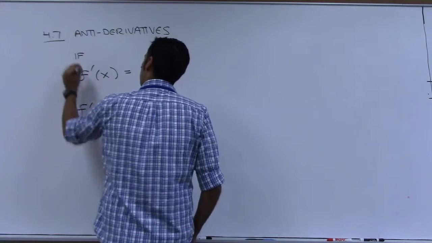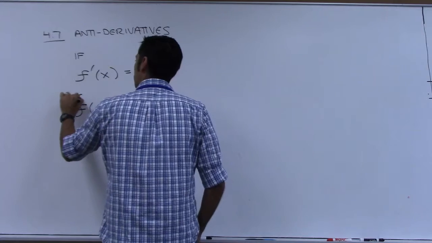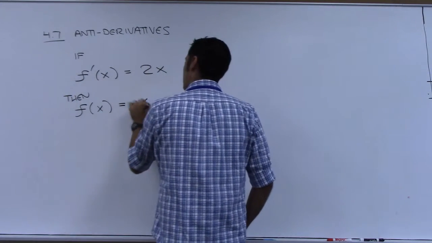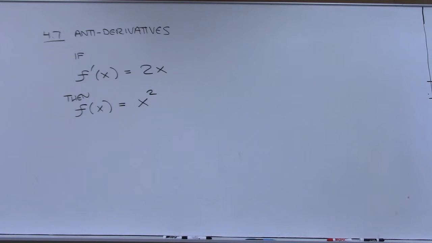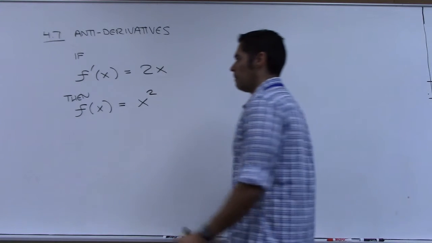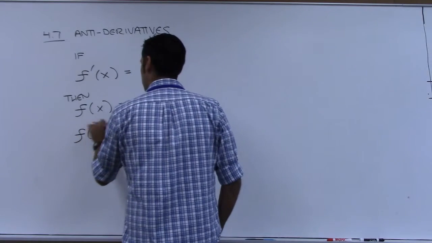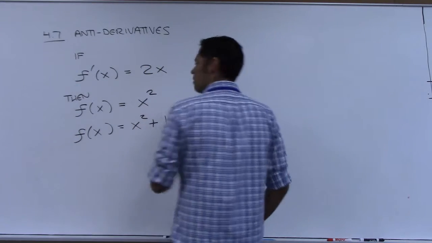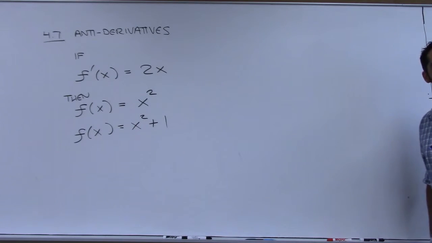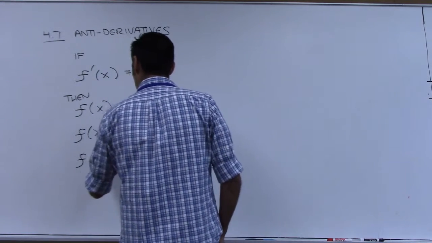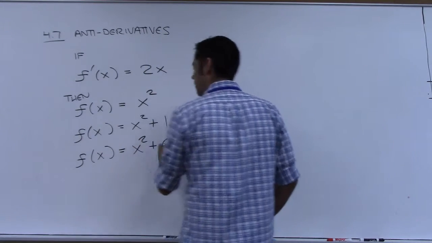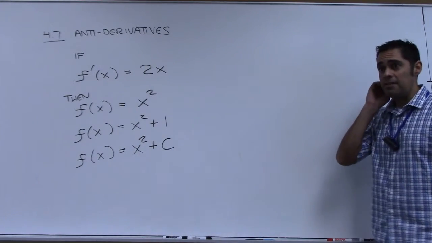So if the derivative is this, then I think we would all agree that x squared would work. Is that the only answer? No. You want to give me an example of another one that would have worked? X squared plus 1 would have worked? How about x squared plus c? Yeah, any constant. Do you all agree with that? It wouldn't matter what constant I add.